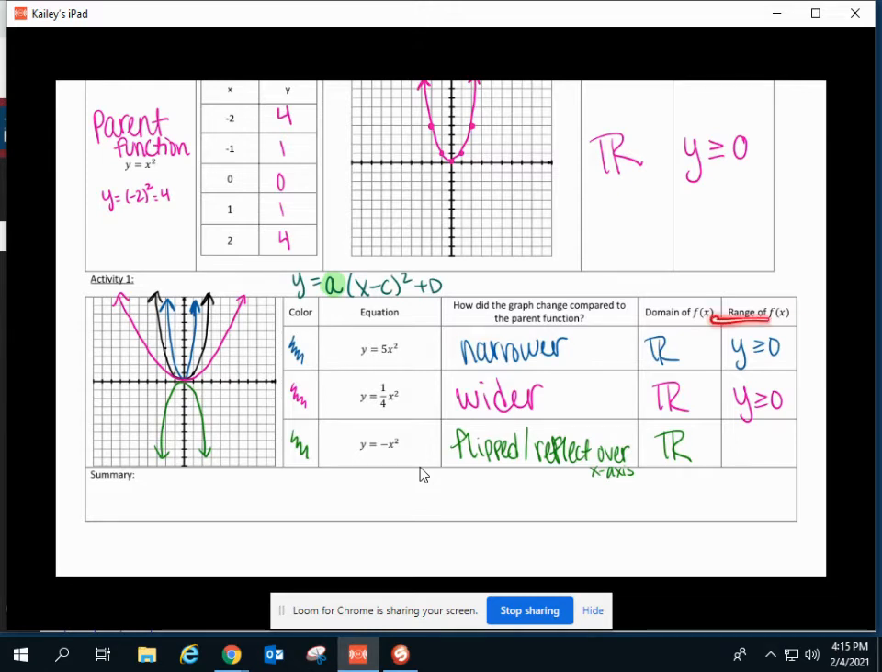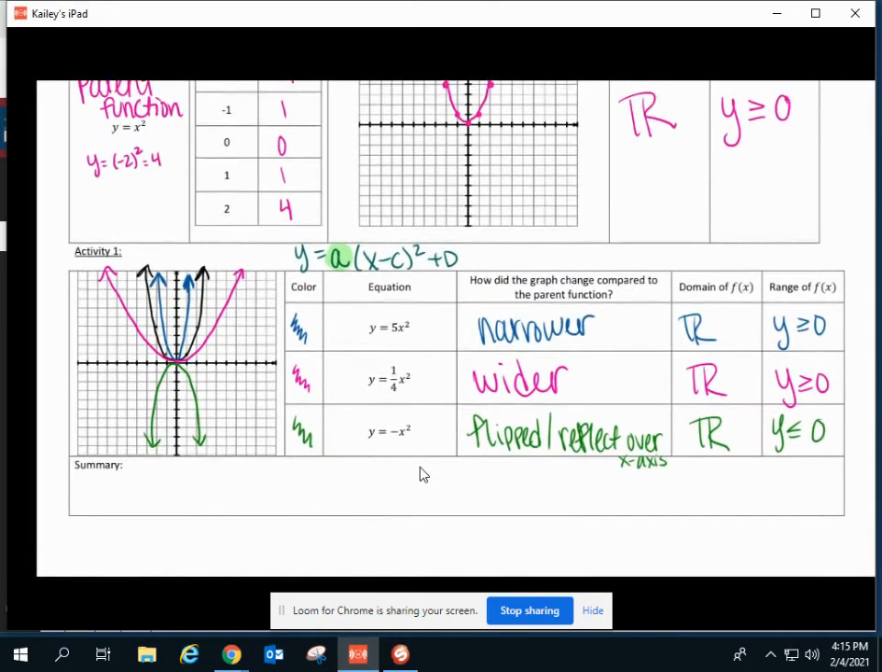However, the range has changed now because we're still at the origin for the vertex, but now that my function flipped over, the y values are all going to be less than or equal to 0, because 0 is the highest y value now, and the rest down this whole entire function are less than 0. So less than or equal to 0 for the range.